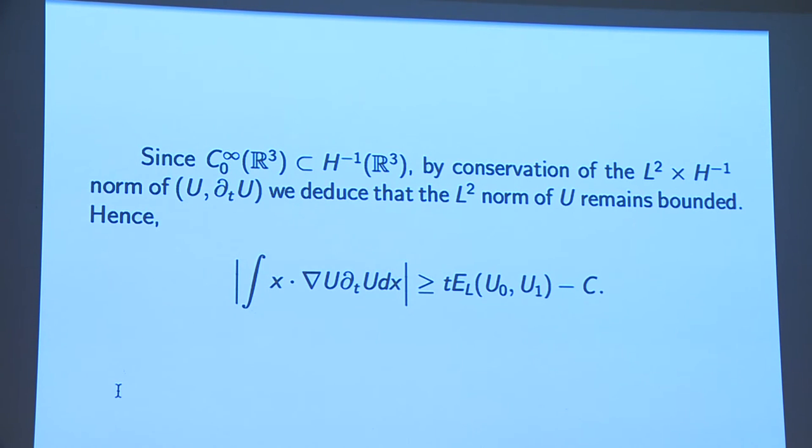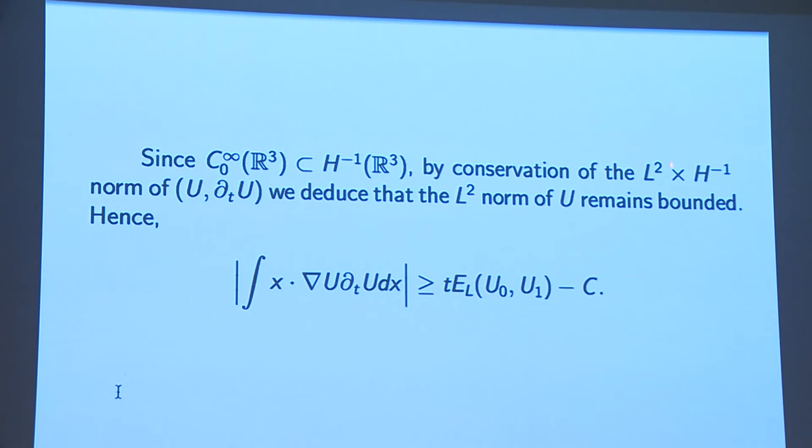Now comes another important point in this and what follows. For the linear wave equation, of course, we have conservation of energy. But there's also conservation of the L2 cross H minus 1 norm, just by integrating in space. And since C0 infinity is contained in H minus 1, here it's important to have compact support. So that means that the L2 norm of the solution to the wave equation remains bounded as t goes to infinity when the initial data has compact support. You would think that it grows like t, but no, it doesn't. It remains bounded.